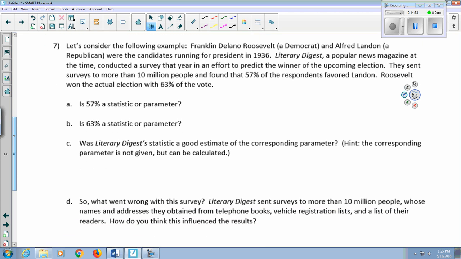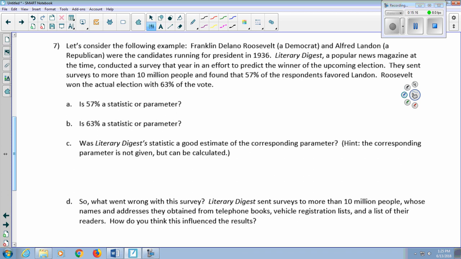Let's consider the following example. Franklin Delano Roosevelt, who was a Democrat, and Alfred Landon, a Republican, were candidates running for president in 1936. Literary Digest, a popular news magazine at the time, conducted a survey that year in an effort to predict the winner of an upcoming election. They sent surveys to more than 10 million people and found that 57% of respondents favored Landon. Roosevelt actually won the election with 63% of the vote.